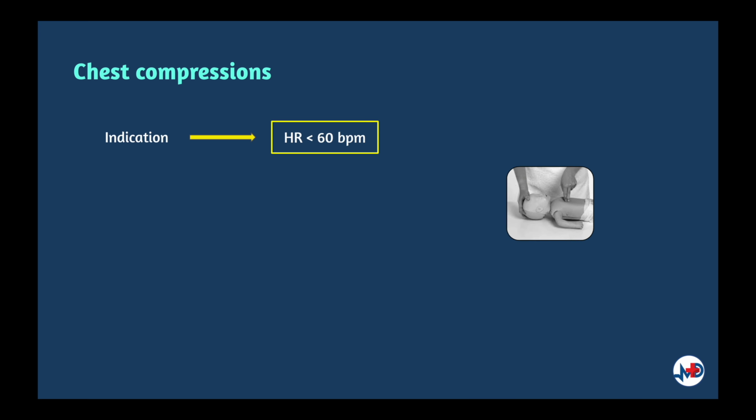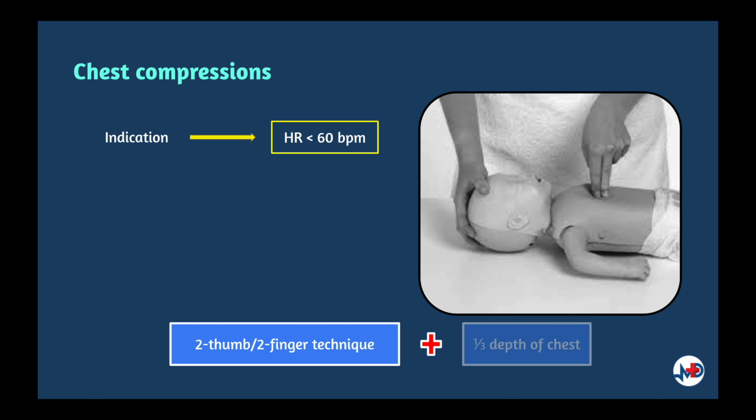Next, let's take a look at chest compressions. Chest compressions are indicated if the heart rate is less than 60 beats per minute, even after 30 seconds of positive pressure ventilation with 100% oxygen. Once the heart rate is 60 beats per minute or more, chest compressions should be discontinued.